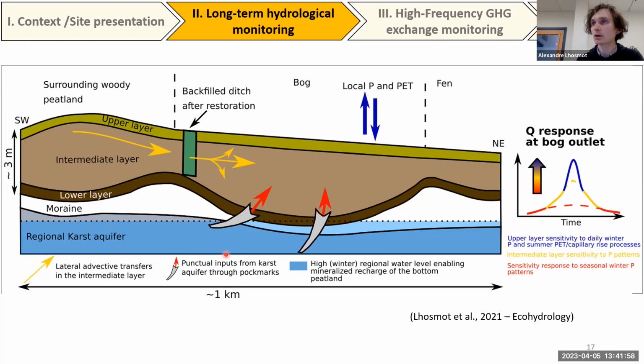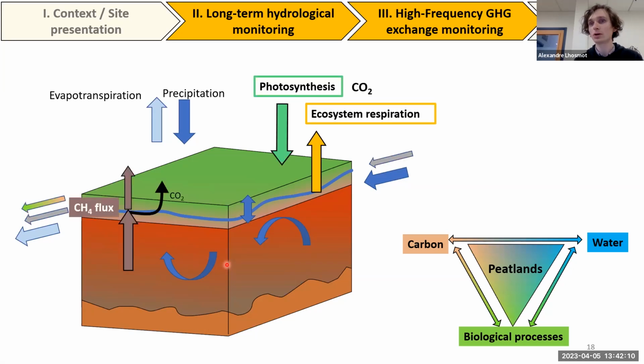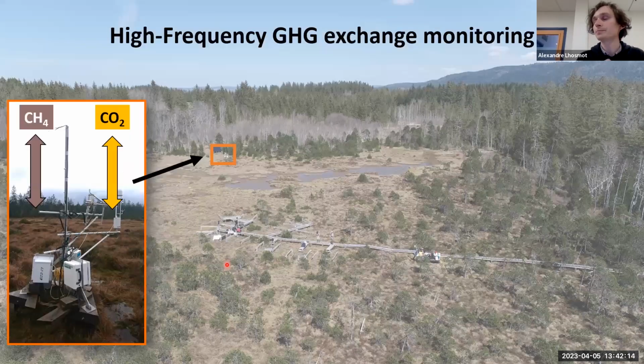So this first example shows us that water functioning in peatland is complex, but we also see that hydrological and carbon dynamics are linked, and so we need to monitor the carbon dynamics also. I'm going to the second example of monitoring at Fran, which is eddy covariance measurements of methane and carbon dioxide.